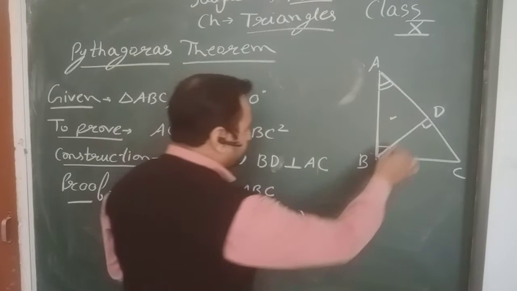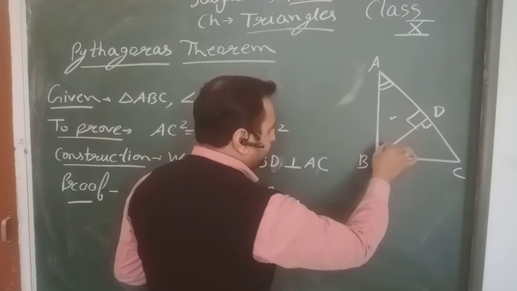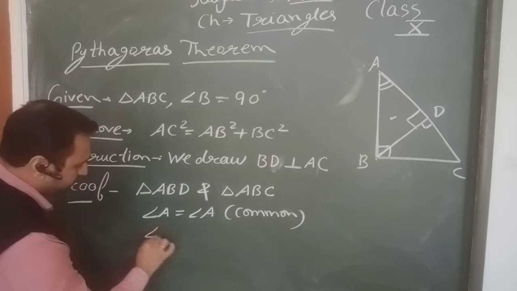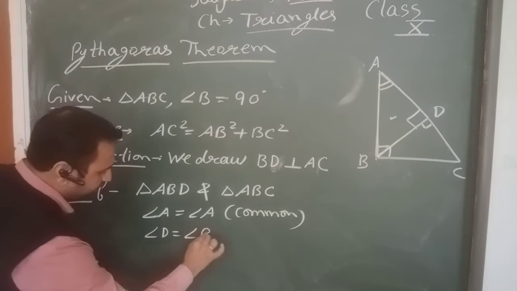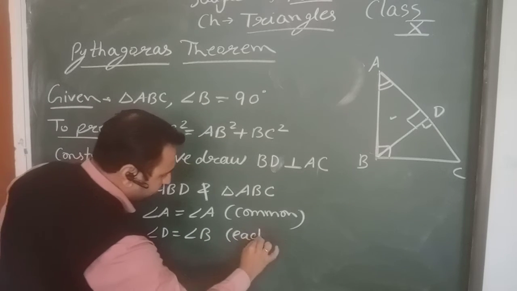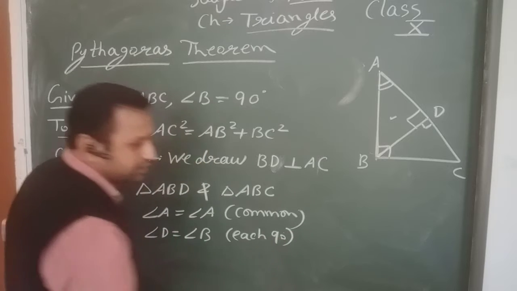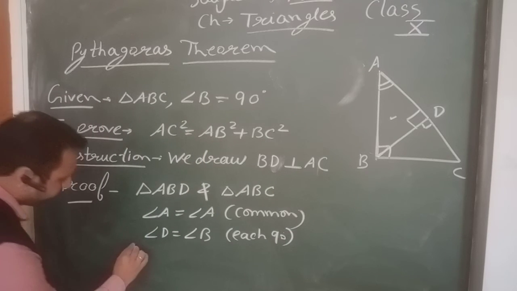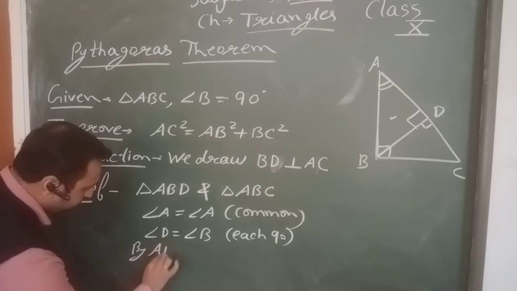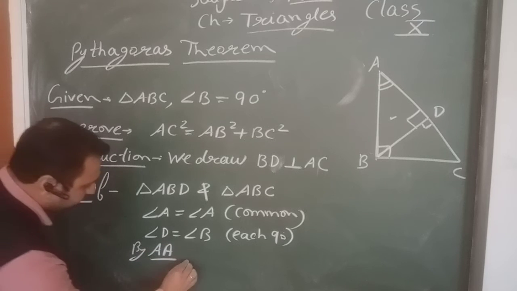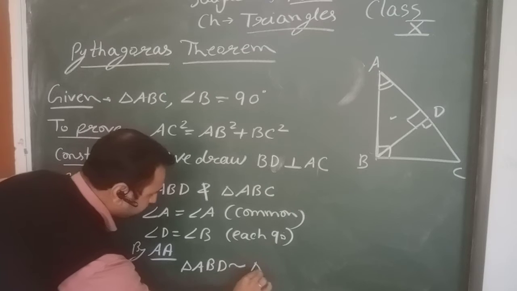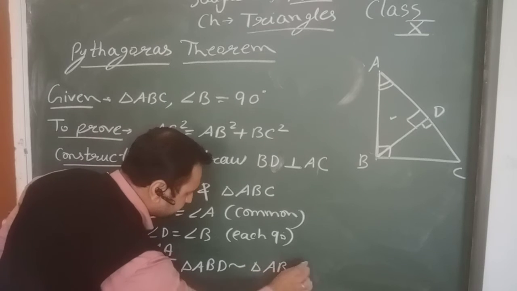Second, angle D of the smaller triangle is equal to angle B of the larger triangle. Angle D is equal to angle B, reason: each is 90 degrees. So using the AA criteria, by AA criteria we can say that triangle ABD is similar to triangle ABC.